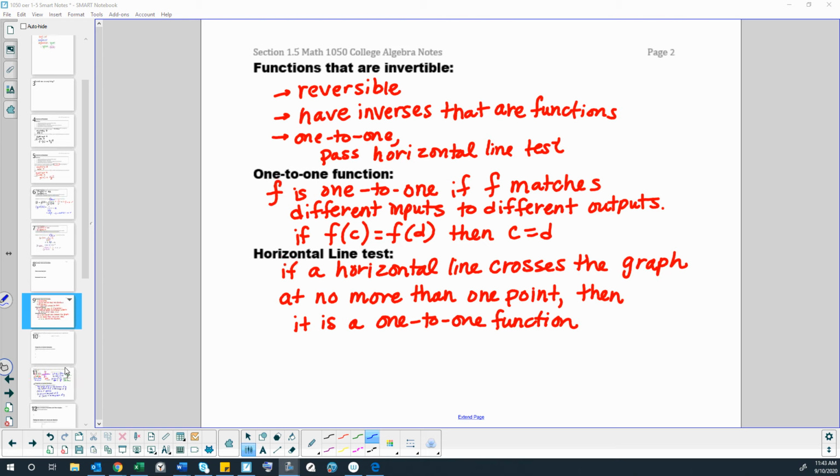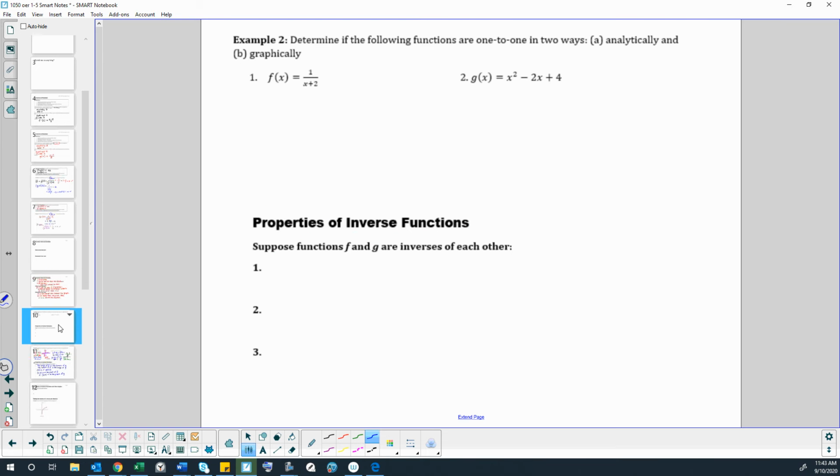All right, moving on to some examples. Determine if the following functions are one-to-one. We're going to figure that out two ways. We're going to do it both algebraically or analytically, and also graphically.